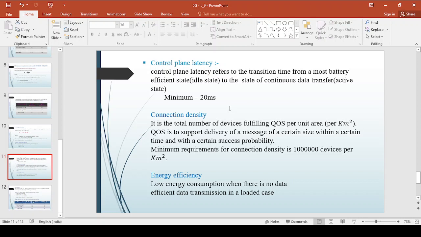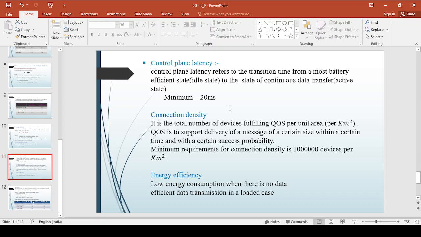Now the QoS is to support delivery of a message of a certain size within a certain time and with a certain success probability. That means quality of service means you have to deliver a message of a particular size within a particular time, with maximum success probability. The minimum requirement for connection density is 10 power 6 devices per kilometer square in the fifth generation system.